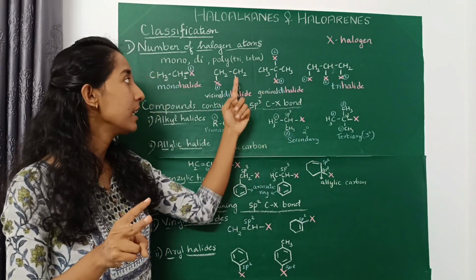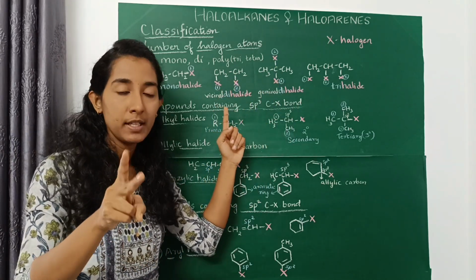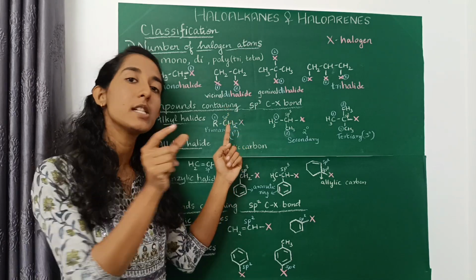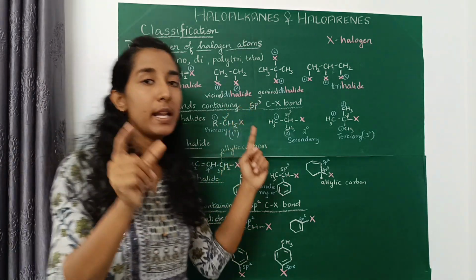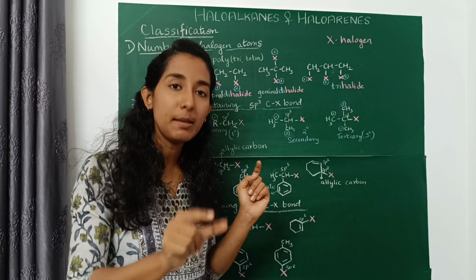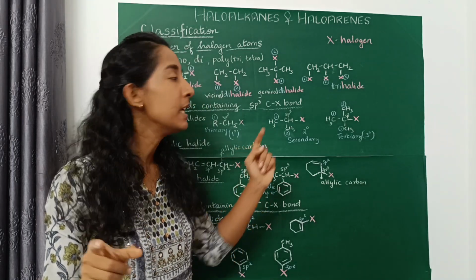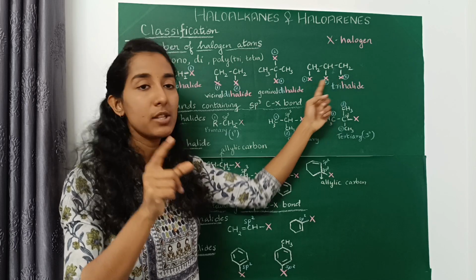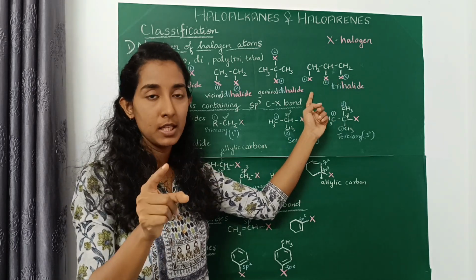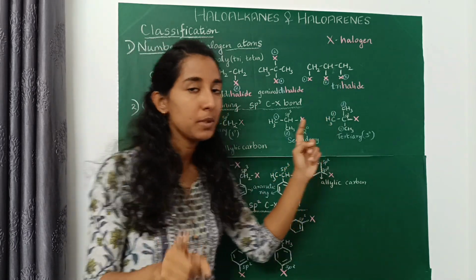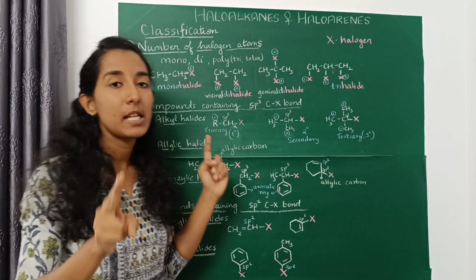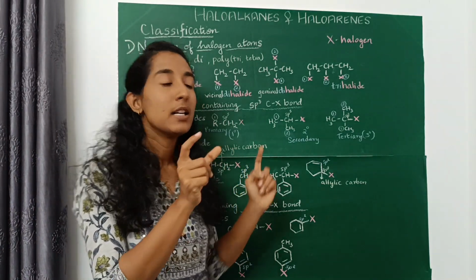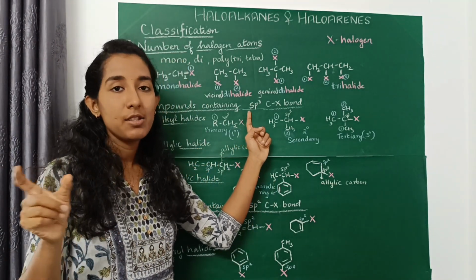In this case, you see the halogen atoms are attached to two different, adjacent carbons, and we call it a vicinal dihalide. And when the two halogen atoms are attached to the same carbon atom, then you call it a geminal dihalide. Now, in this case, three halogen atoms are attached to the carbon, so we call it a trihalide. Then the second way of classification is compounds containing sp3 carbon-halogen bond.